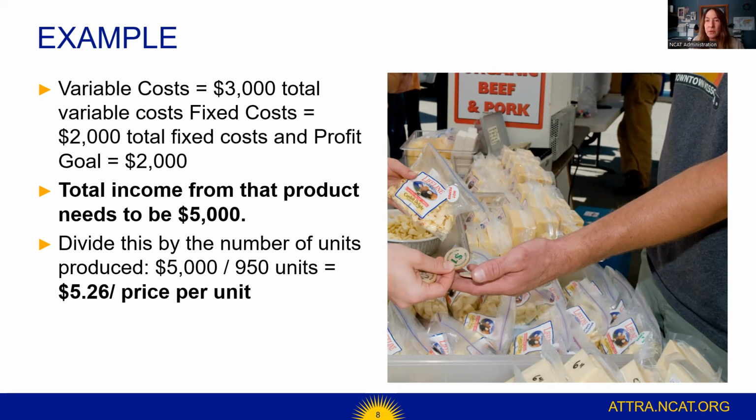If their variable costs, such as feed, labor, and packaging, are about $3,000, and then their fixed costs, such as their mortgage and taxes, are $2,000, they're going to need to make at least $5,000 to break even. And if they are producing, say, 950 units of this packaged cheese, they will need to charge at least $5.26 to break even. And that's just a break even price. So they would mark up their product from this baseline of $5.26 per package.